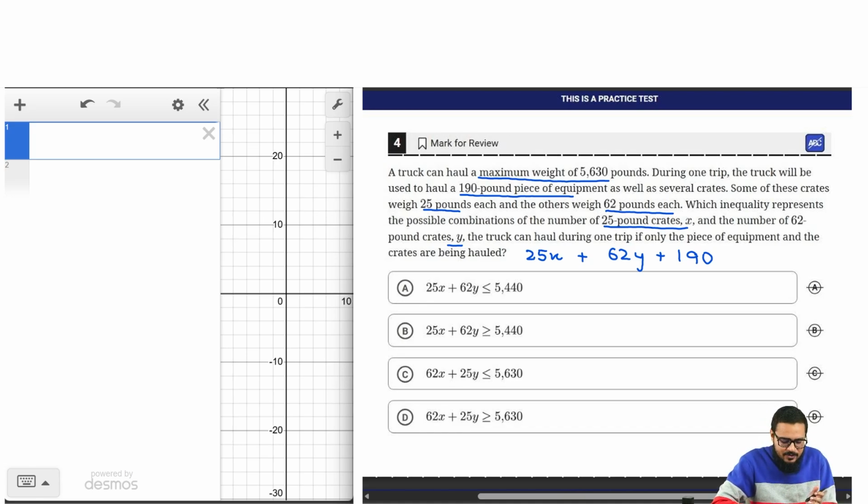It could be equal to 5630. It should stay below the number 5630. So I'm going to write less than or equal to 5630. Now if you subtract 190 from both sides, minus 190 from here and minus 190 from here, just to simplify this linear inequality, you will get 25x plus 62y. And then 5630 minus 190 would be 5440. Never do these calculations without your calculator on the actual exam. Now, I think that's pretty much correctly mentioned in answer option A. That should be the right choice for this question.